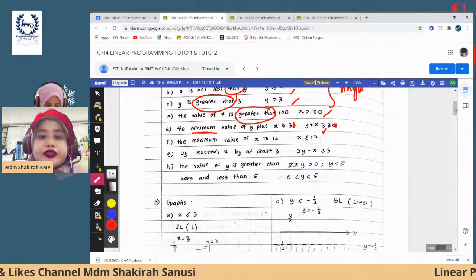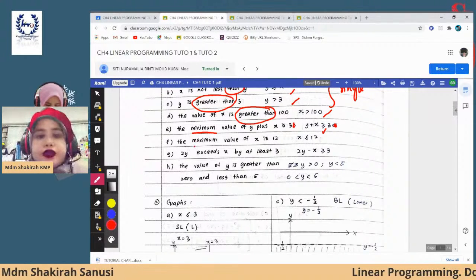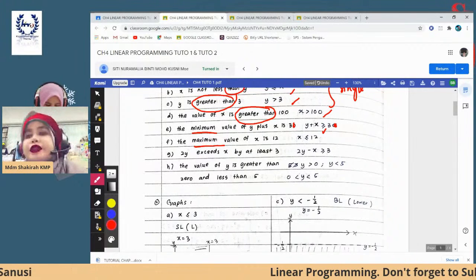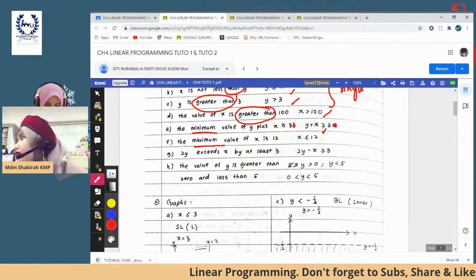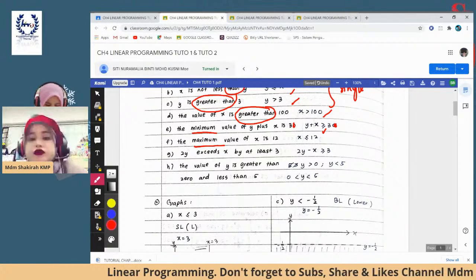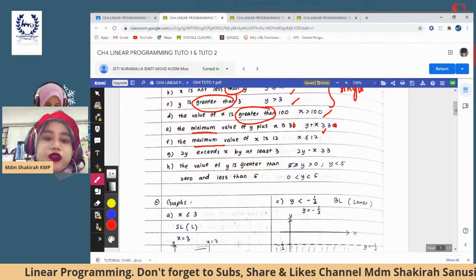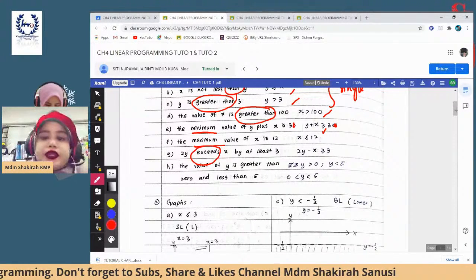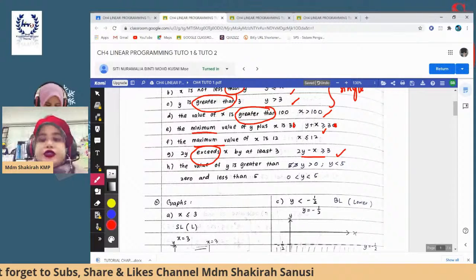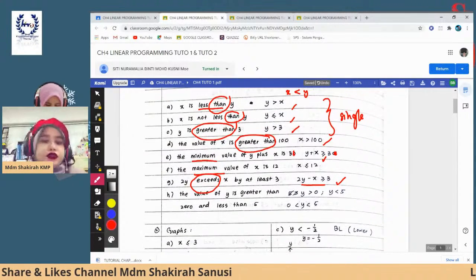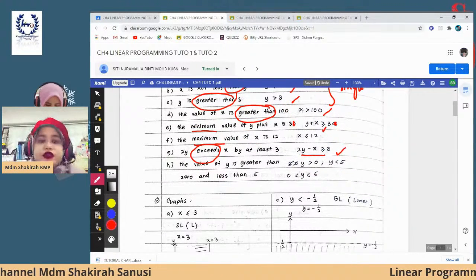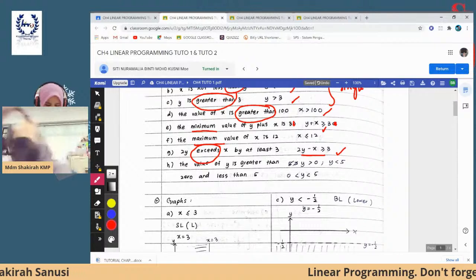Minimum value of x is 12. Okay, maximum. Maximum bermakna nilai dia paling besar. To y exceeds x by at least 3. Okay, so you guys boleh understand lah yang ni. Alright, so any problems there? I would say no.